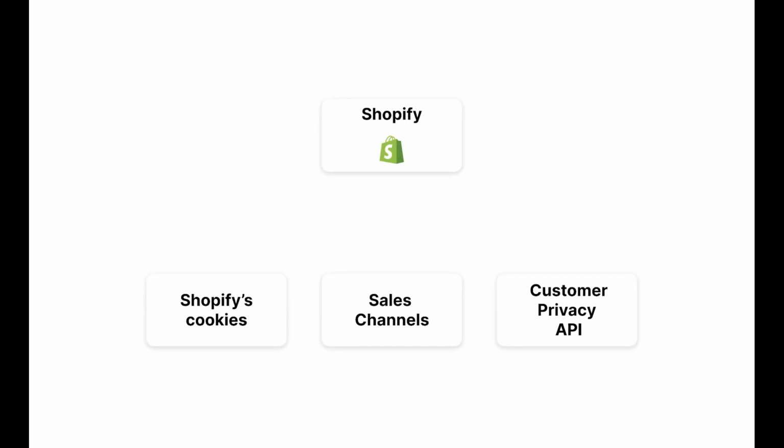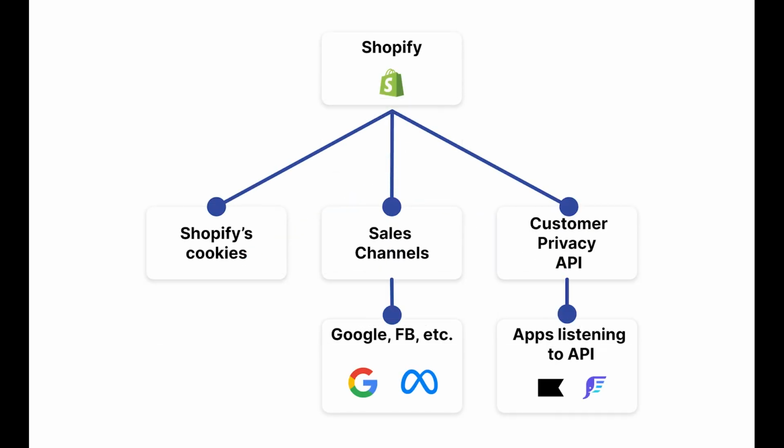Imagine two scopes of cookies. The first scope is the one from Shopify. It contains all of the cookies from Shopify itself, from the sales channels of Shopify, as well as the third-party apps that listen to Shopify's customer privacy API.